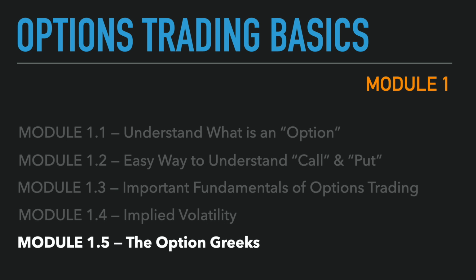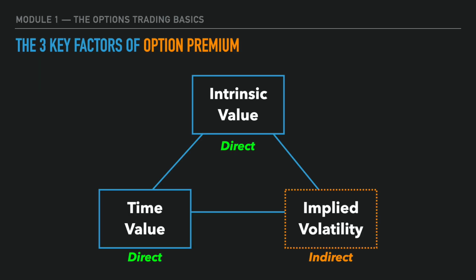Alright, let's get started. In the previous two sub-modules, we mentioned that there are three key factors that affect an option's premium: the intrinsic value, the time value, and the implied volatility. If this is your first time watching this course and you have no idea what these factors are, I would highly recommend you watch the previous two videos before you continue studying this module. Otherwise, it will be very challenging for you to understand option Greeks.